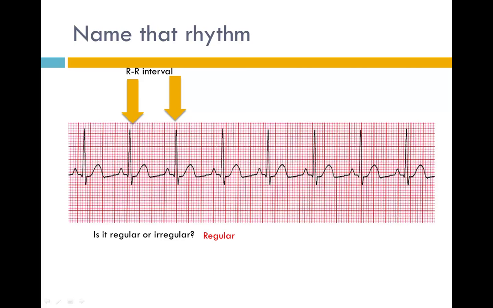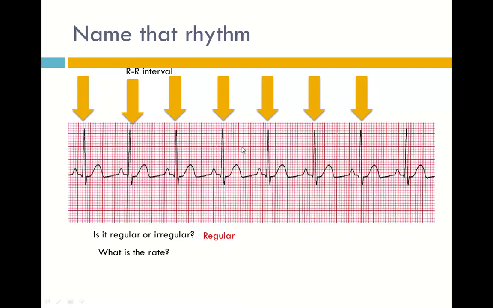Okay. Second, what is the rate? If this was a 6-second strip, again, then we could use our quick method, which is to count these complexes. 1, 2, 3, 4, 5, 6, 7, 8. So 8 times 10 is 80, and we'd get 80 beats per minute.